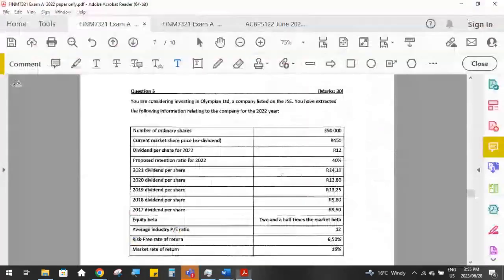Here is the paper and how you should approach it, and the method, if you want, behind the workings. Okay, so let's have a look at it. It was a 30-mark question. Some of this question was theory, so not all of the 30 marks is calculations. But let's just have a look at it.